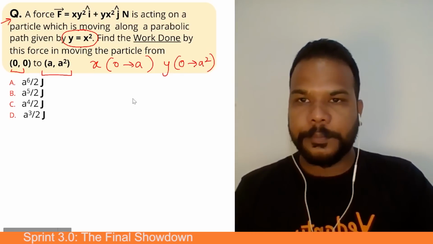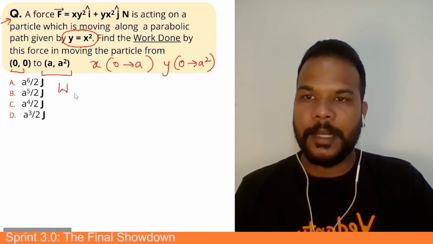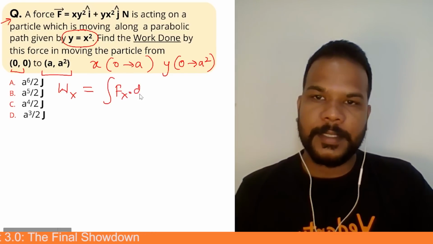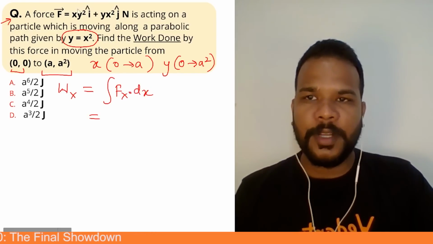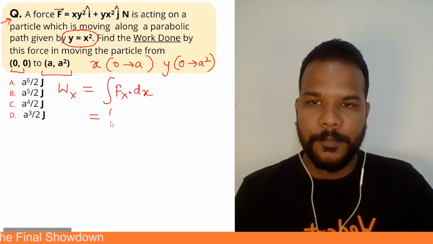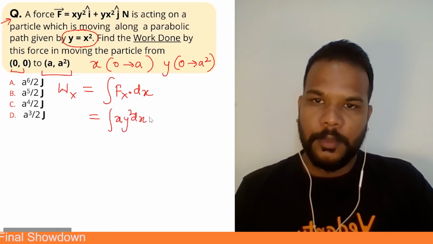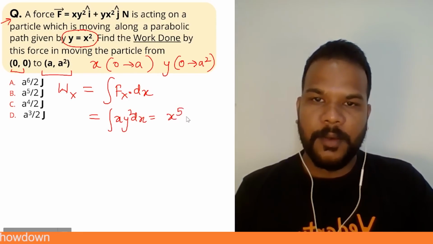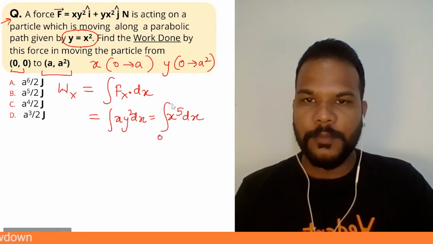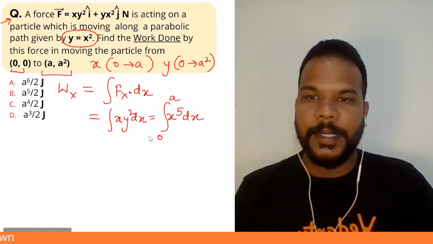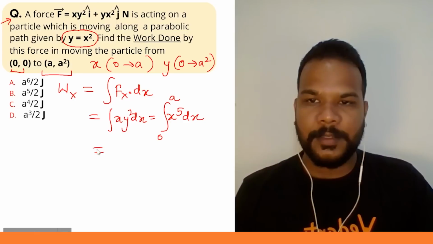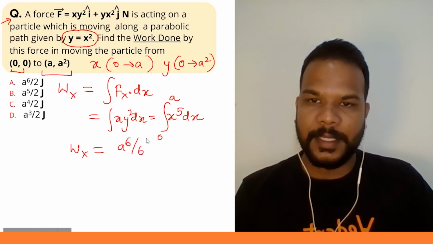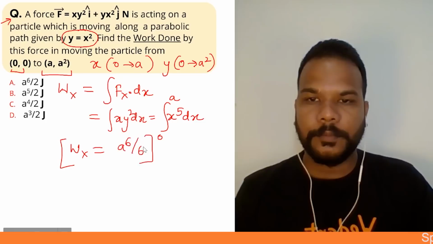Okay guys, so पहले तो work done calculate करेंगे along x direction which is integration of Fx dx. x डायरेक्शन का फोर्स x y स्क्वायर दिया हुआ है, तो y को हम रिप्लेस कर देंगे x स्क्वायर से, तो ये बन जाएगा x to the power 5 dx गोइंग फ्रॉम 0 टू a. So integration x to the power 6 by 6. So work done along x comes out to be a to the power 6 by 6. Very simple. Okay.